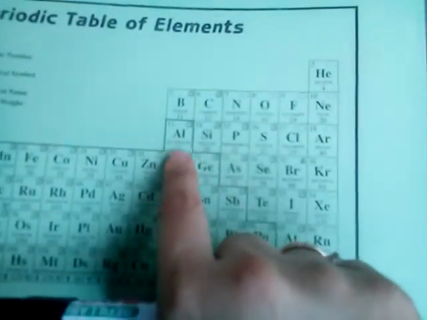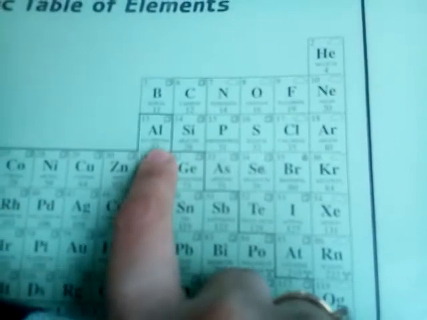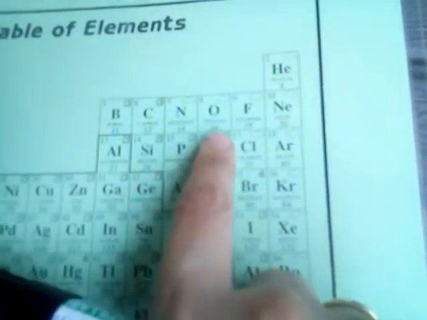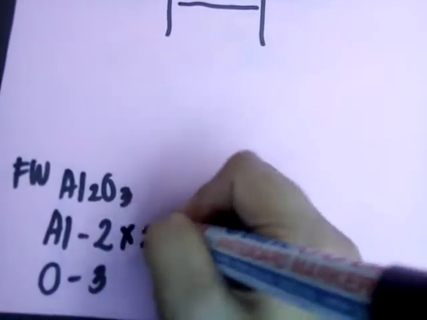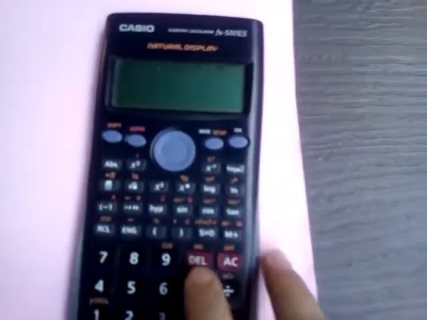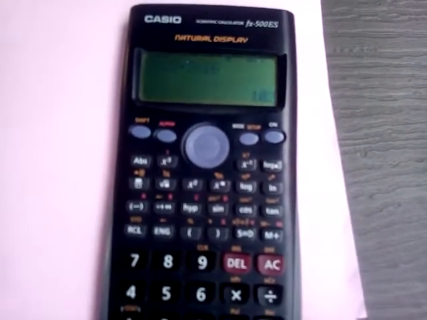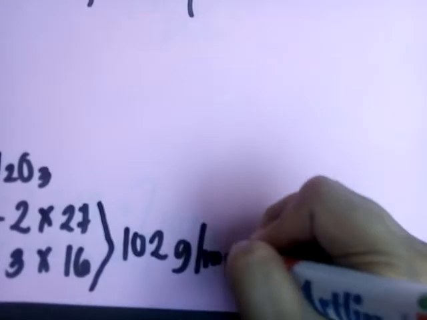Now, you look at the atomic weight of aluminum from the periodic table. It's 27. And oxygen is 16. Alright, so this is times 27. And this is times 16. Okay, so just input in your calculator. So that would be 2 times 27 plus 3 times 16. Alright, so the answer is 102. So meaning the formula weight of aluminum oxide is 102 grams per mole.